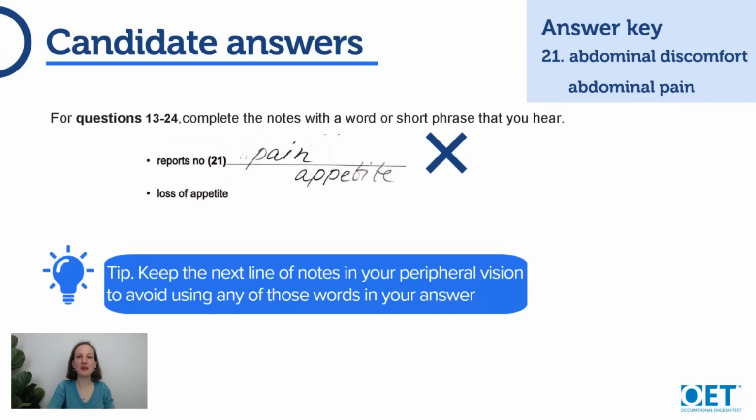While you are listening for an answer, don't just focus your eyes on the particular line containing the answer gap. Also look at the next line of notes. The words in this line are there to help you keep your place in the recording and help you recognize what comes before and after the information you are listening for. Don't use any of the words from the line after the gap in your answer, though, as they won't be correct.